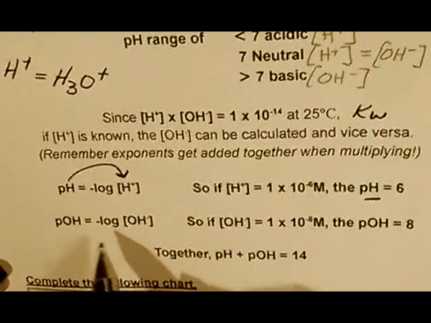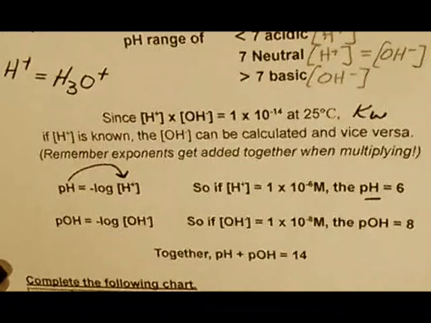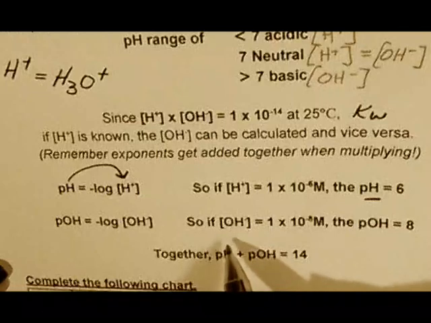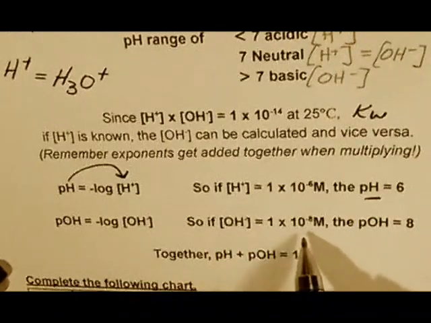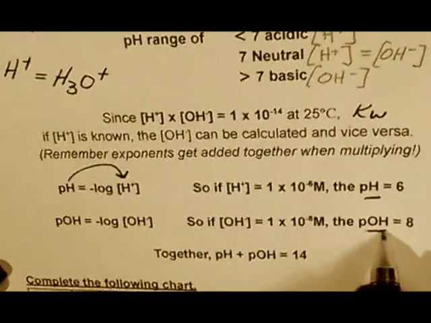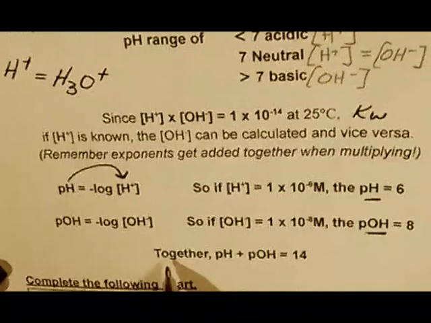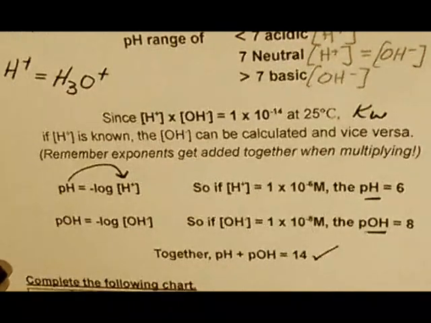Now, pOH is also the negative log of the hydroxide ion concentration. So it follows the same pattern. If you know the hydroxide ion concentration is 1.0 times 10 to the negative 8, then the pOH is 8. So we had said now together the pH plus the pOH, the sum of those two always has to come back to 14.